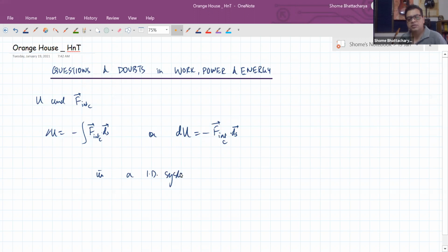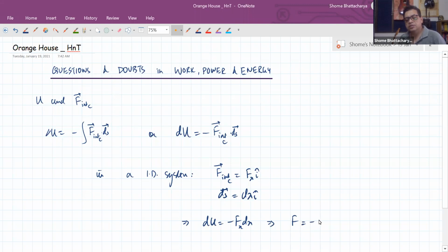in a one-dimensional system, the internal conservative force has only an x component, and the displacement also has only an x component. So this relationship becomes minus F dx or minus Fx dx. So the internal conservative force itself becomes minus dU by dx. So we saw this relationship that the internal conservative force is the negative gradient of potential energy.